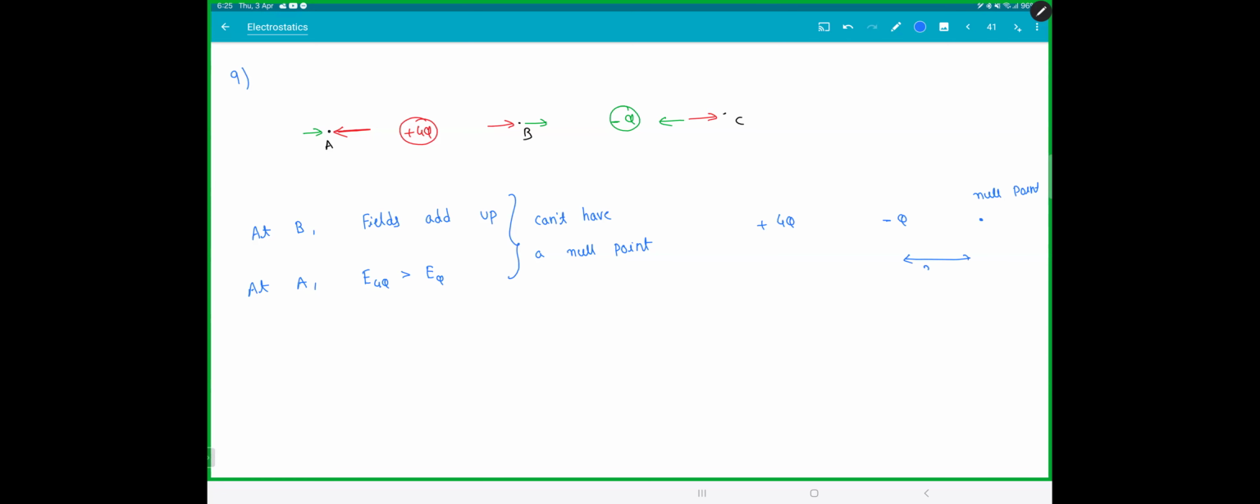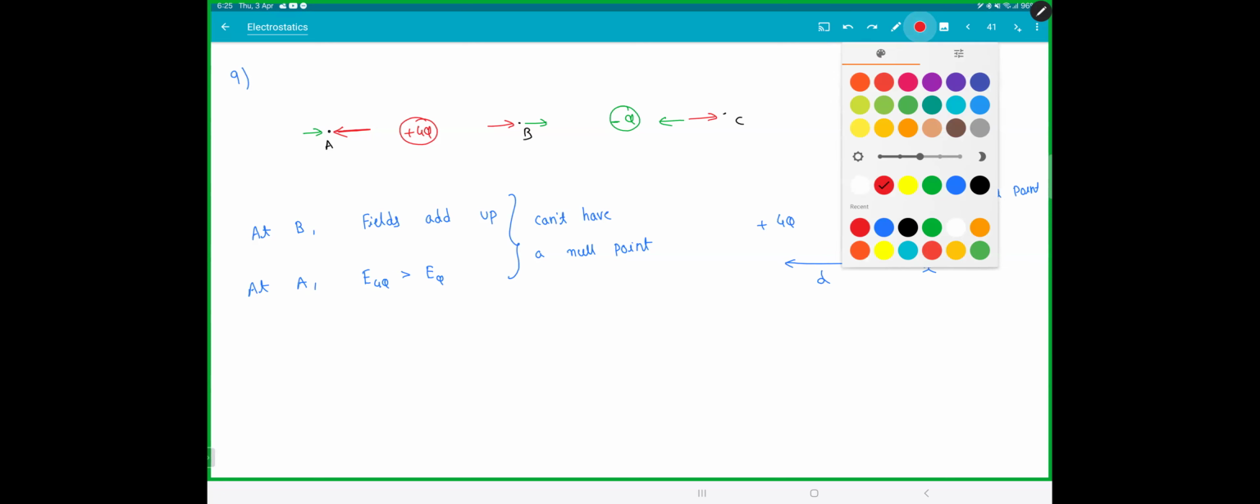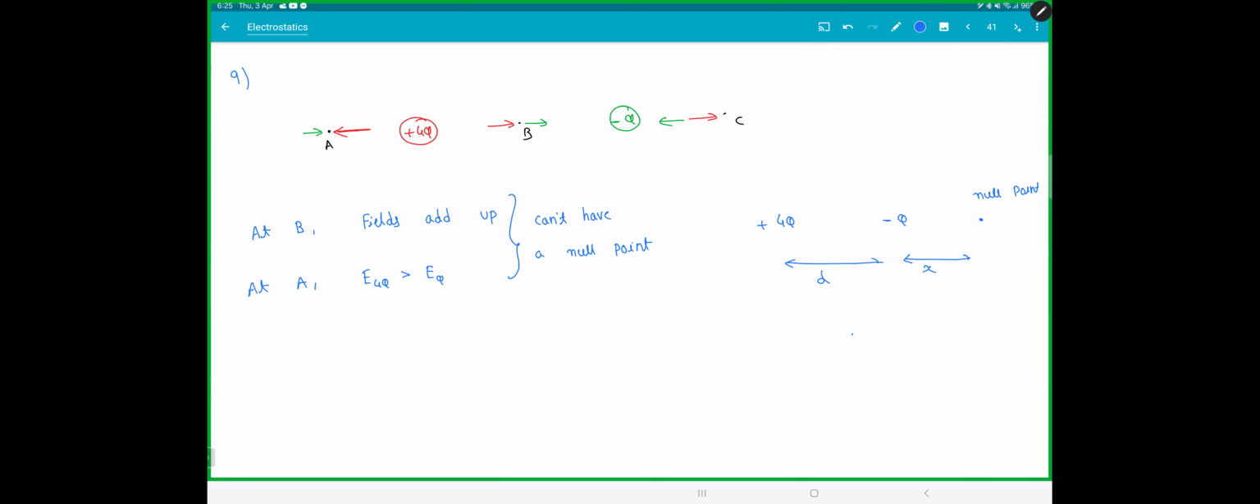Let this distance be x. This distance is d. So 4q is pushing with a field of k 4q by (d plus x) whole square at the null point. This minus q is pulling inwards, which is k q by x square. So it's pulling this way and that is pushing away. Getting it? I'm showing it on a picture, so I'll not put minus there. I'm just taking the magnitude.